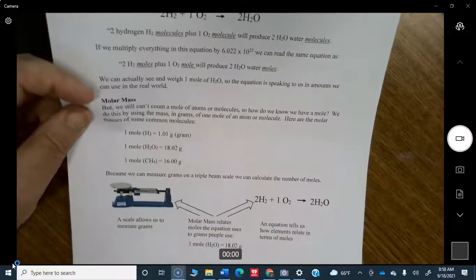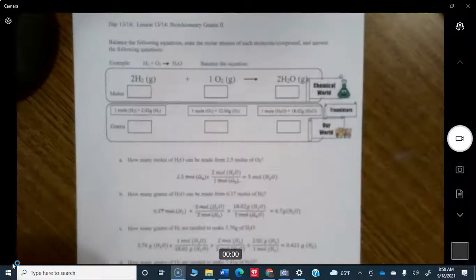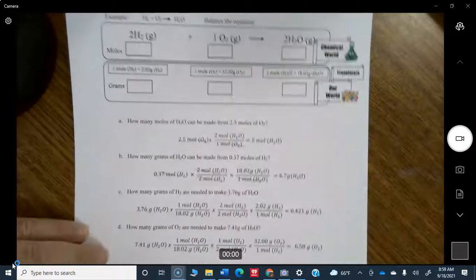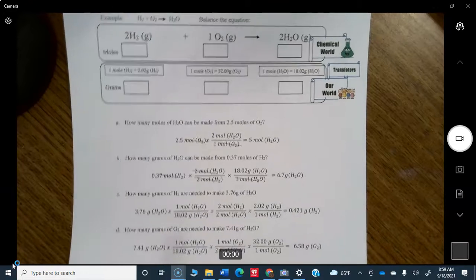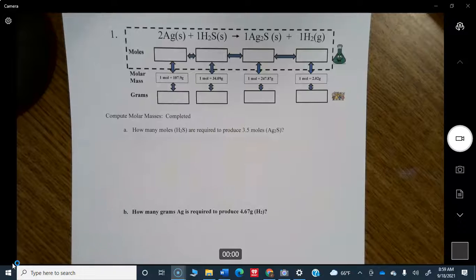This page just kind of explains the relationship between grams and moles. And the second page here gives you an example problem right there, and you can follow through that. Again, this example problem is similar to the ones that are done on the video. The nice thing about the videos is that I do them with animations, and you can see how they proceed step by step. All right, so now we're going to move on to the problems.